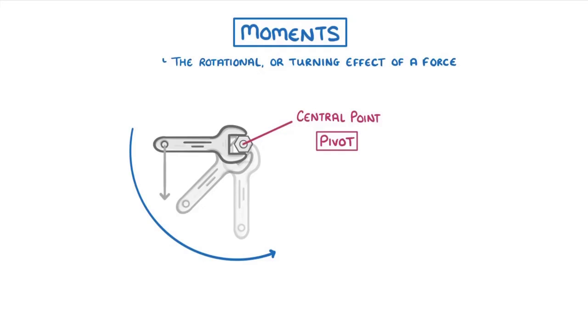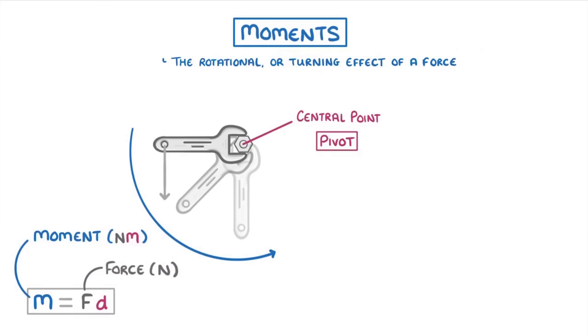In order to work out the size of a moment, we need to use this equation here, which says that the moment is equal to the force that's applied times distance. And importantly, this is the perpendicular distance between the pivot and the place where the force is being applied. So to get the biggest moment possible, you should apply a big force far away from the pivot.